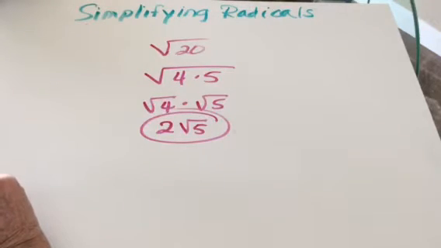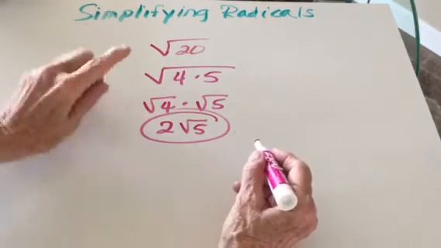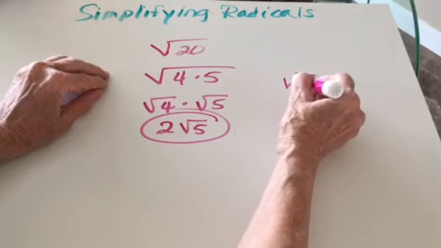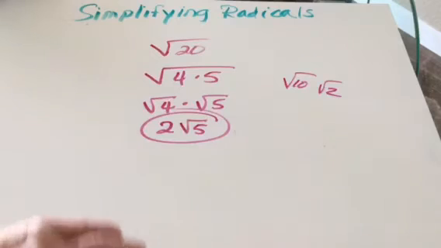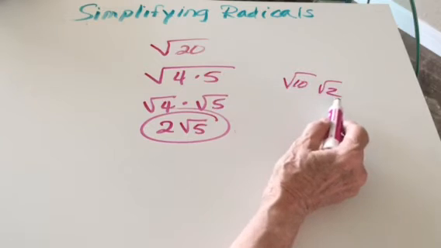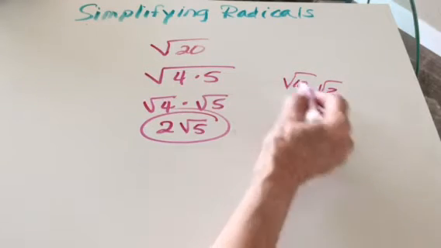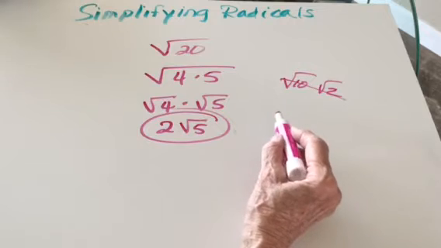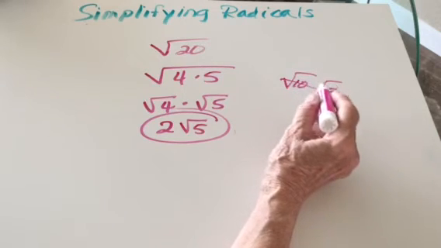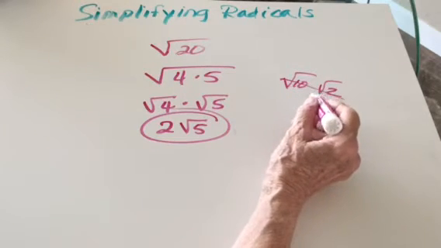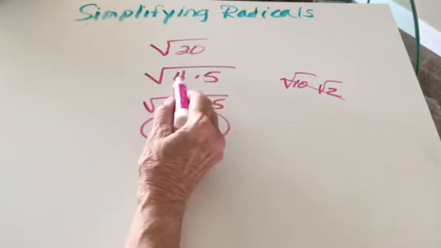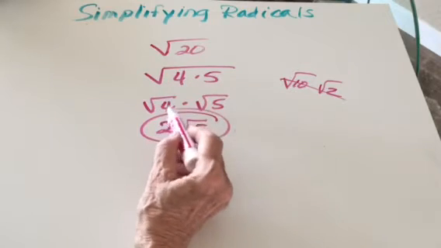That's my simplified answer. Now, the problem is, why did I choose 4 times 5? Why didn't I choose 10 times 2? Anybody know? Because what times what equals 10? I don't know. What times what equals 2? I don't know. So you can't use 10 and 2. So I didn't choose 2 and 10 because I can't simplify them. But what I chose was a number that I know I can simplify.